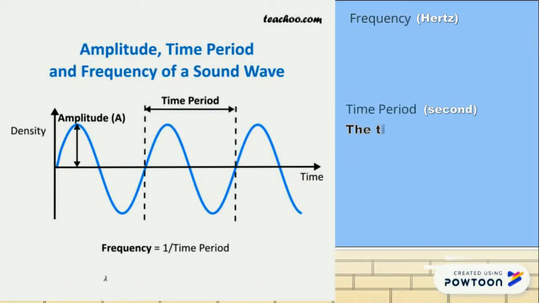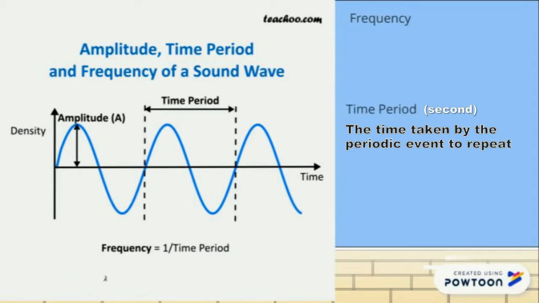And the second is time period. Period can be said to be the time taken to do something, and the time taken by the periodic event to repeat. So it's called period time. The formula is period equals 1/frequency, and the unit of period is second.